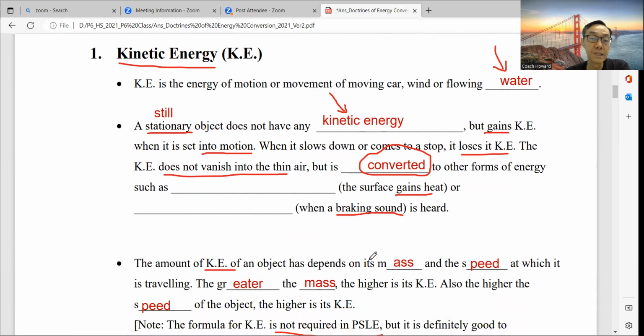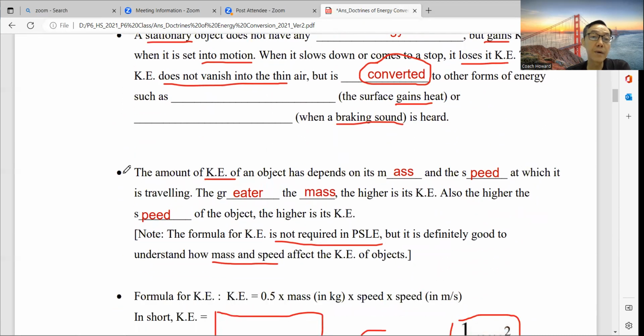Okay, very good. Next part is about how we calculate kinetic energy. Although this is not tested in PSLE, I put it here, but it's good to know. It depends on two factors, mass and speed. So the greater the mass, the higher the kinetic energy. Similarly, the greater the speed, the higher the kinetic energy.